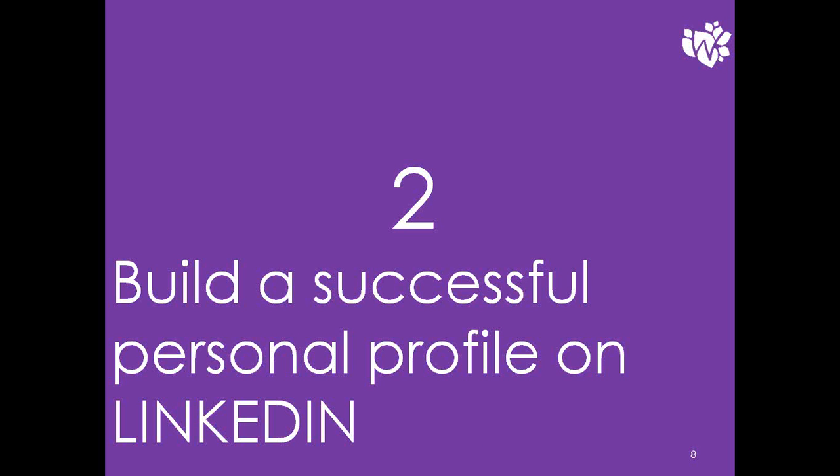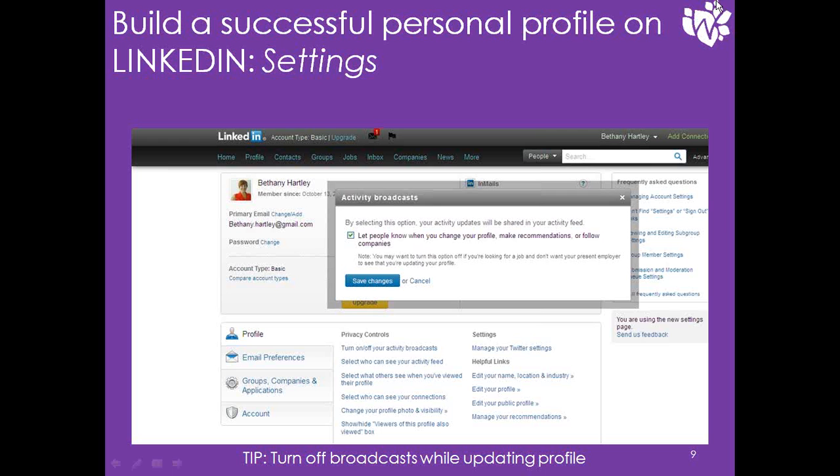So when you're updating your profile, and this is simply you go to your settings under your name and you click on settings. I turn off this option so people don't see every 5 seconds I'm updating something. So I unclick this, let people know when you change your profile, make recommendations, or follow companies, just while I'm updating my profile when I'm doing a bunch of small updates. And then go back in and turn it on so people can see these things, because this is how people connect with you. And then they can see your new profile and that sort of thing.